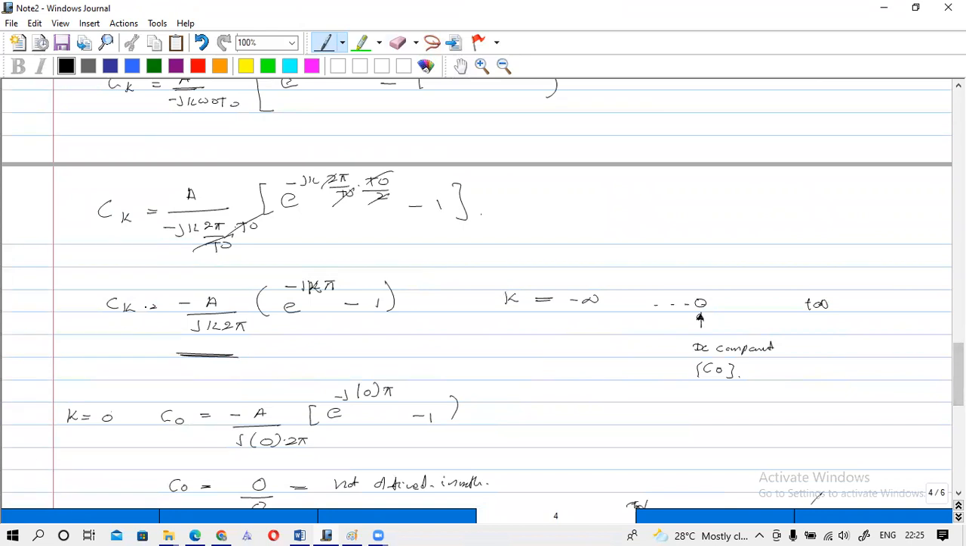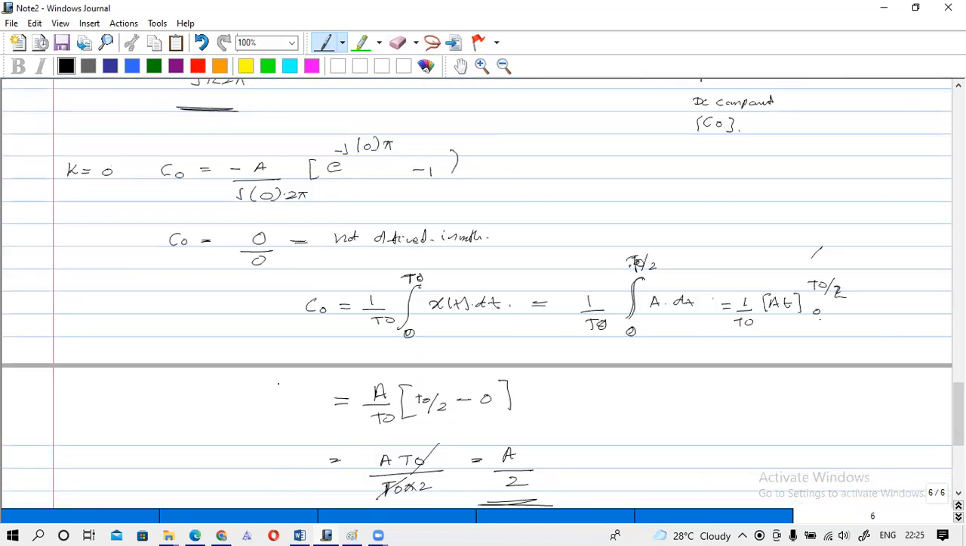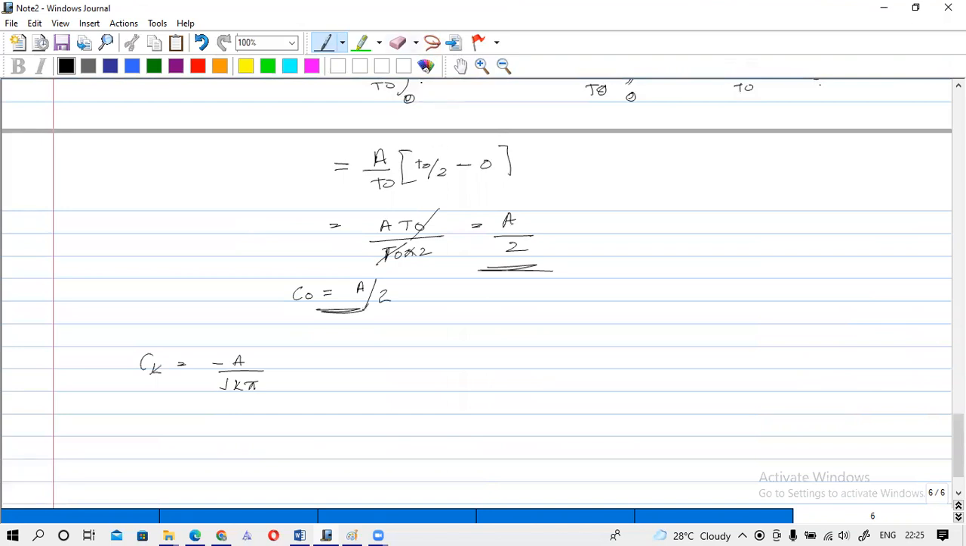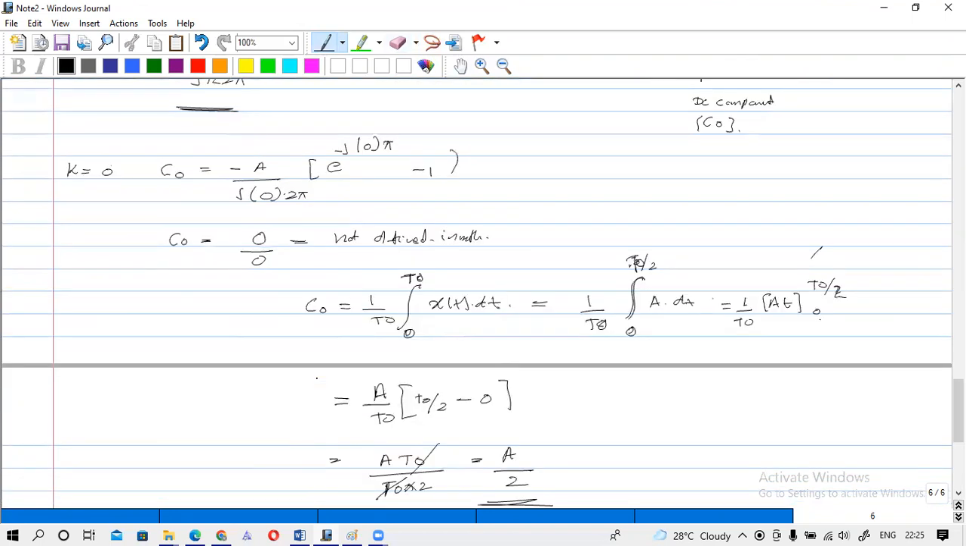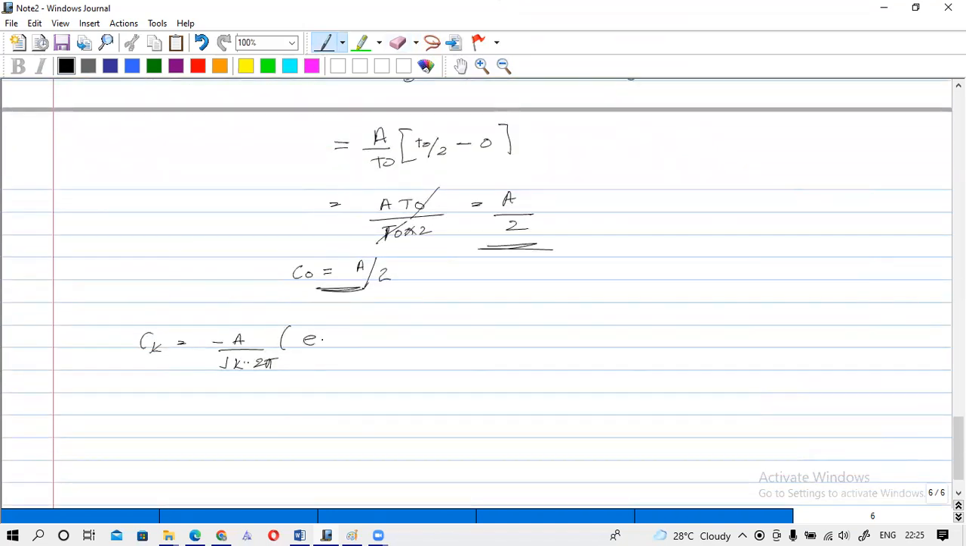So you have this identity. Ck, I will rewrite here. Ck is equal to minus A over j k 2 pi, times e to the power minus jk pi, minus 1.